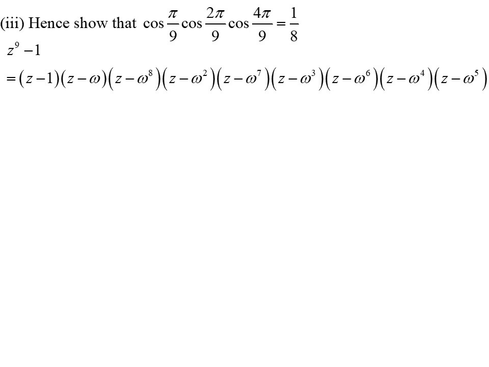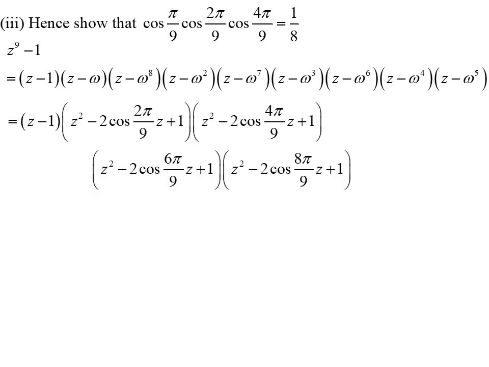z minus w, but instead of writing z minus w squared, I wrote w to the power of 8 next, because they will be the two conjugates. Then I did the squared and 7, the cube and the 6, the 4 and the 5. Because when I expand these two factors, the w and the w to the power of 8, I'll create a quadratic. That quadratic will be minus the sum of the roots.